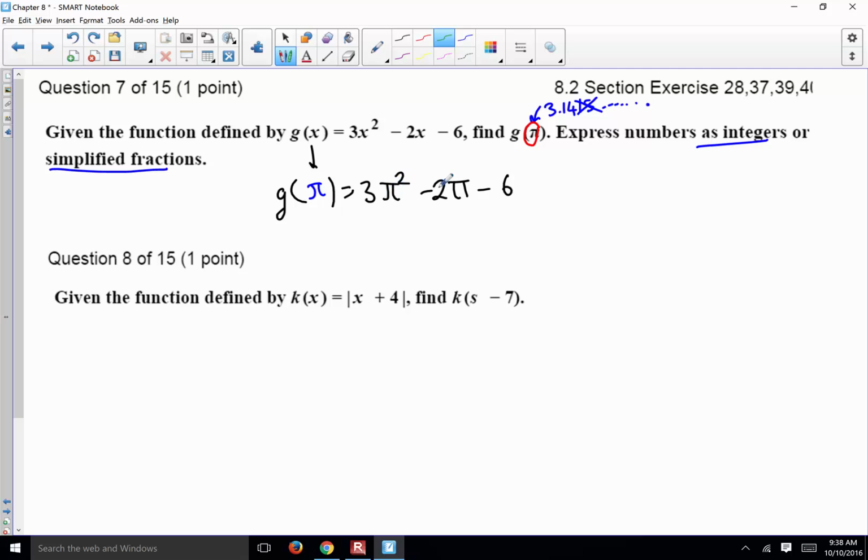If this was 3 pi and 2 pi, I could cancel this. But these are not like terms anymore. This is pi square and single pi. They won't combine. I can't cancel 2 pi and 6 either. So this is my final result. You just make x is pi and you're done. A basic substitution. That's it.